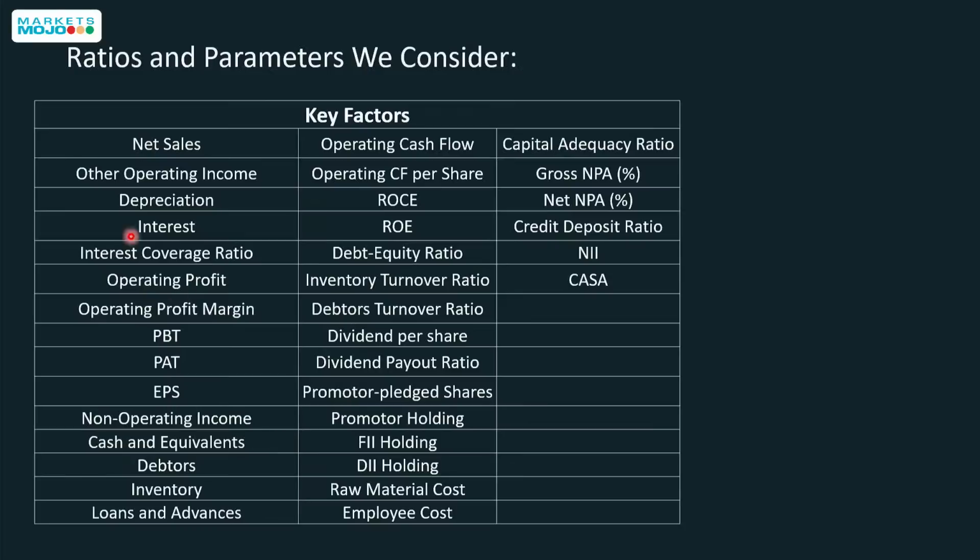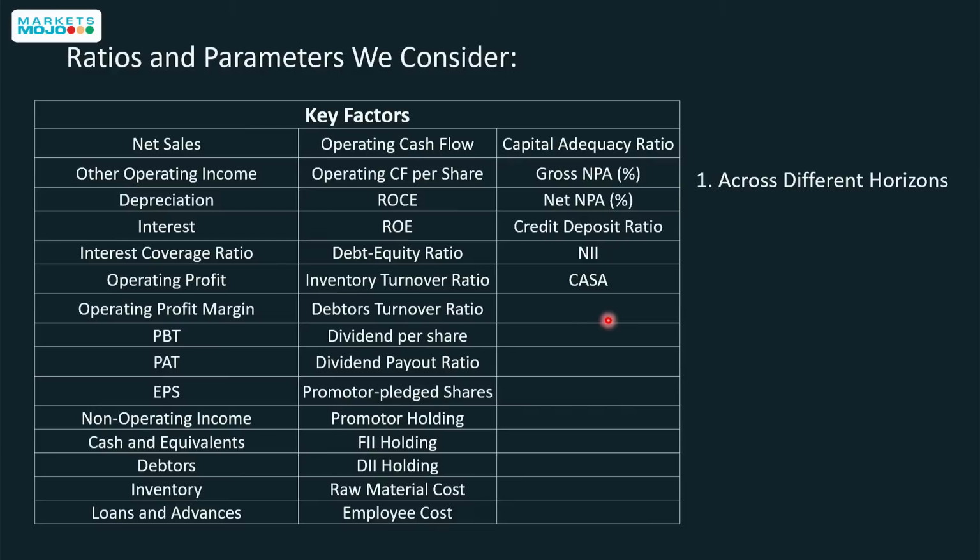If you see, it starts off with net sales, other operating income, profit after tax. You can see a few ratios over here like gross NPA, net NPA, net interest income, CASA, which we look at for banks. We look at all these 36 different factors, but it's not important what we look at. Here, I want to stress how we look at these particular things across different horizons.